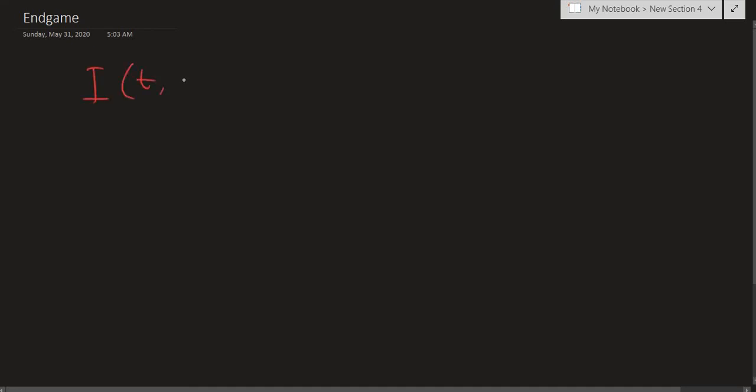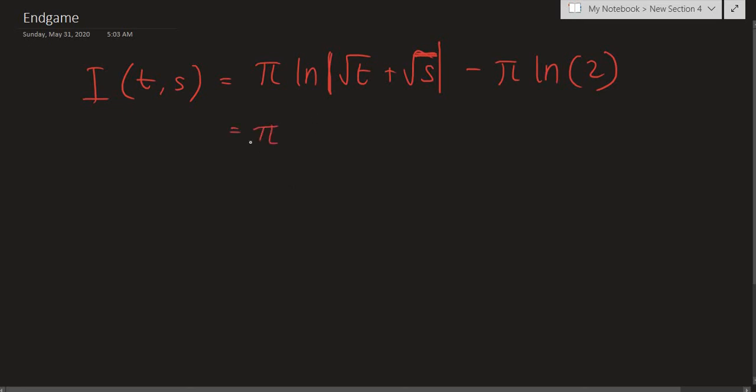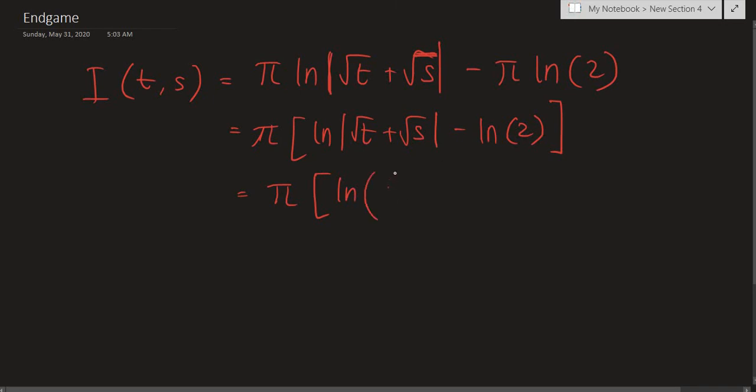So basically our I of t comma s is going to be this initial term of pi times the natural log of square root of t plus square root of s plus the constant of integration, which we know to be negative pi times the natural log of 2. So now let's just use some log properties. We have pi times natural log of square root of t plus square root of s minus natural log of 2. Using log properties, we can write this as a quotient inside the argument: the natural log of square root of t plus square root of s divided by 2. And as I said, we don't actually need the absolute value because our square roots are going to be positive as per our definition. So this is our value for I of t comma s.